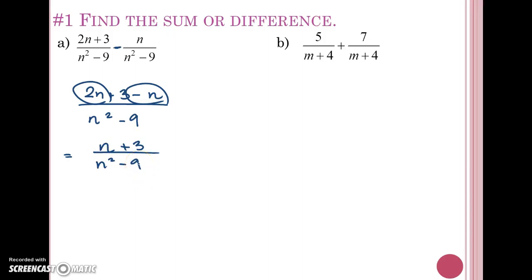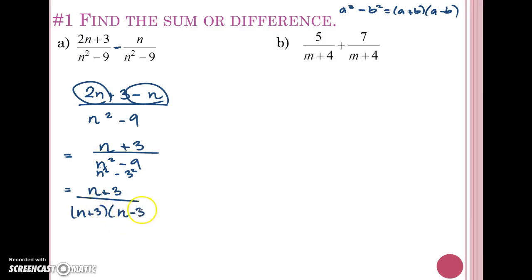Now, similar to what you did in 11.1, I'm going to have you factor the denominator to make sure that we can't reduce this any further. So I have n plus 3 up top. In your denominator, this is a special product, and if you remember it, it's a squared minus b squared is equal to a plus b times a minus b. So for this case, this is like n squared minus 3 squared. So this will be n plus 3 times n minus 3, using your favorite special product.